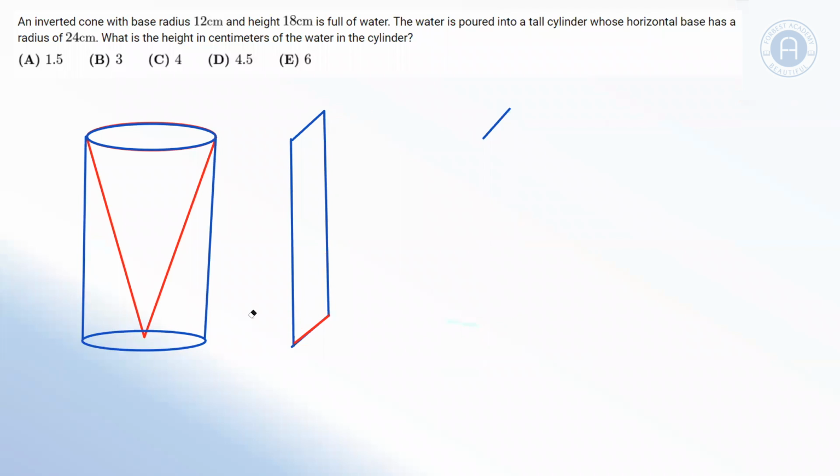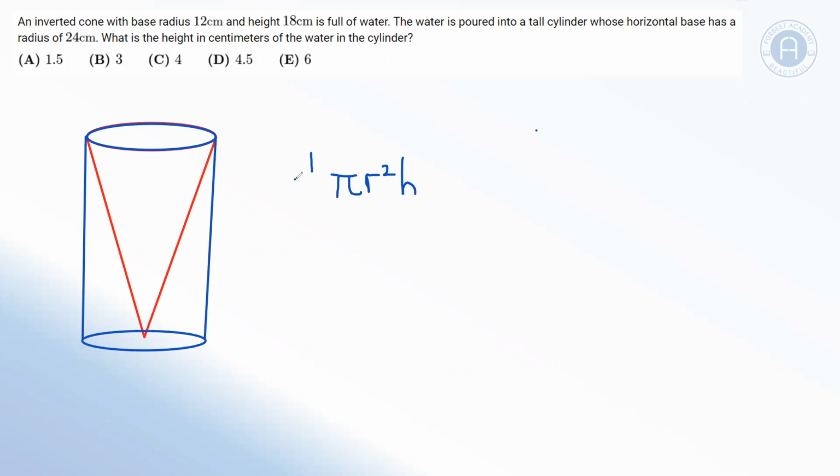So in our question here, we know that the volume of our cone is going to be 1/3 the size of its corresponding cylinder. The volume of the cylinder is worked out by doing pi multiplied by r squared multiplied by the height. And because it's a cone, it is 1/3 the size of that. So using our values from this question, 1/3 multiplied by pi multiplied by 12 squared, so 144, multiplied by 18.